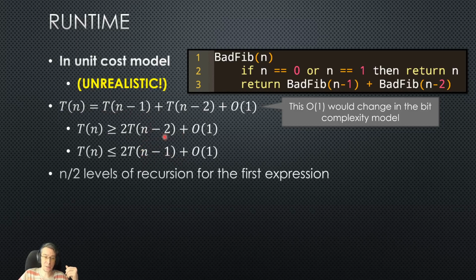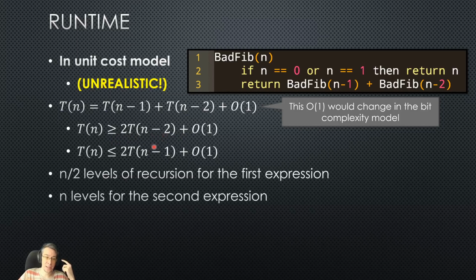And you can see for this first expression, we're going to have n/2 levels of recursion. That's because we're subtracting 2 each time, right? So how many times do we have to subtract 2 before we hit 0? N over 2, roughly. And then for this larger expression, we have n levels of recursion to think about, okay? And the work doubles at each level because we have this multiply by 2, right?